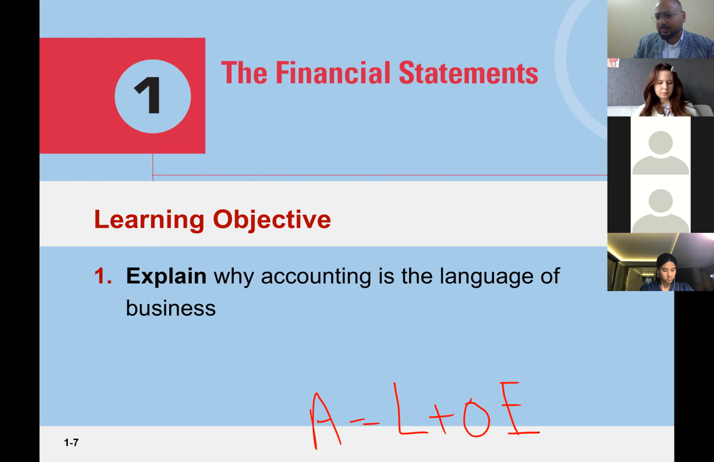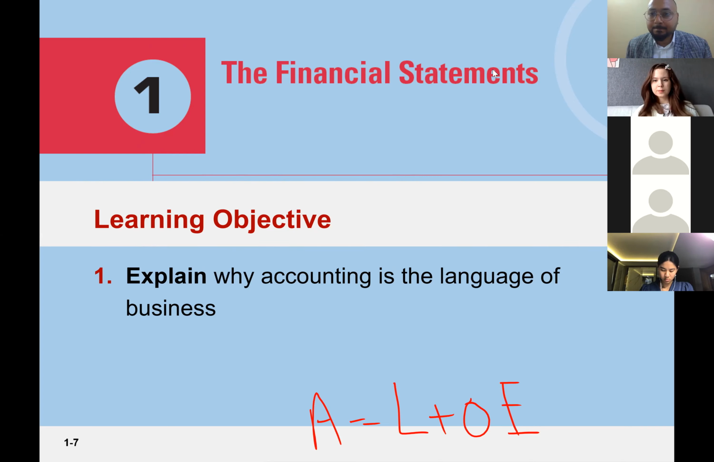What is owner's equity? Insiders' claim, right? You can also focus on the word owner's equity. You can say that it is the owners' claim on the business. Okay, before we start this lecture, let's take our attendance. I'm going to stop the video here and we are going to do attendance, and then we jump to the slide where we ended in our last lecture.